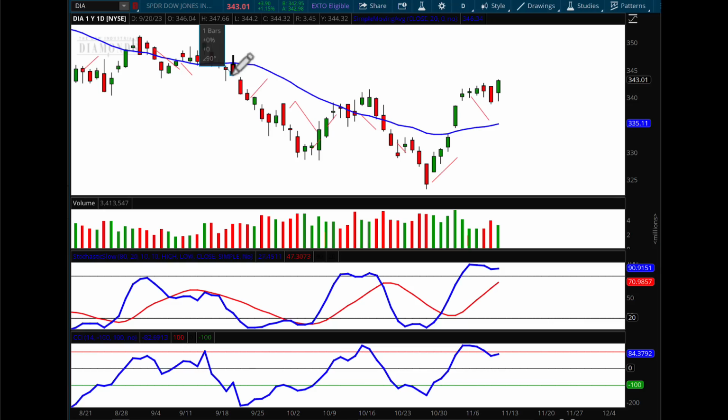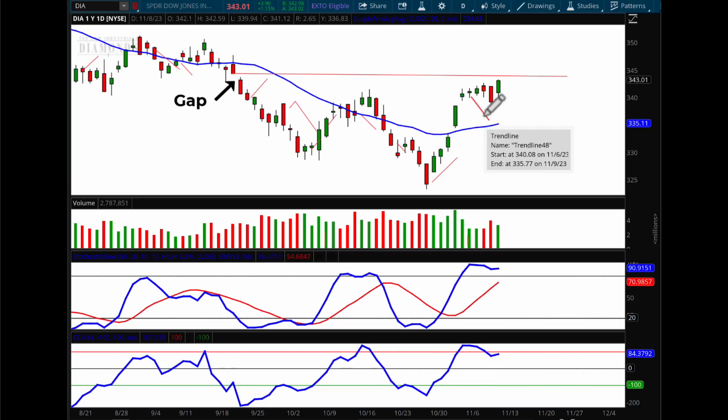Now I'm going to erase this line because I want to move it over to the left to show you right here is a gap fill resistance. So while on Monday we might go a little bit higher to fill that gap, I think we're coming right back down and going to be moving right to that moving average. So I am not moving that downside target of 335.77, especially when we see a negative divergence in the CCI.